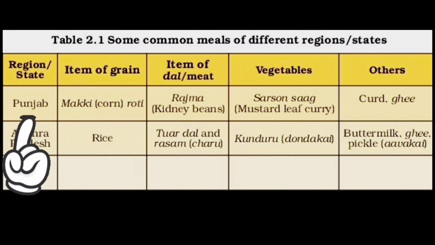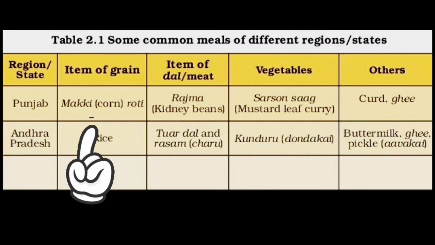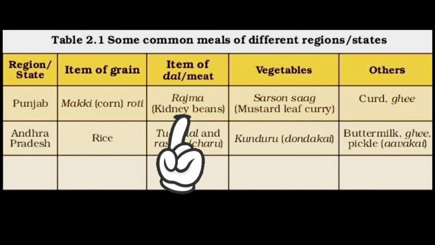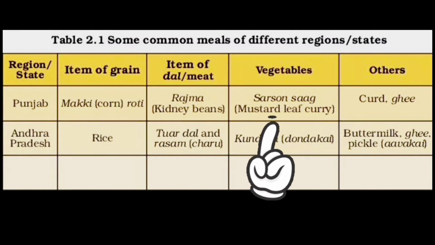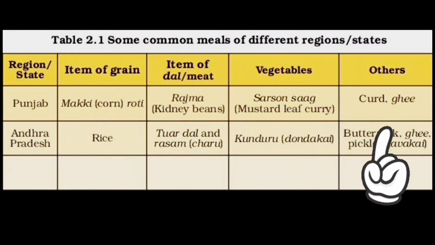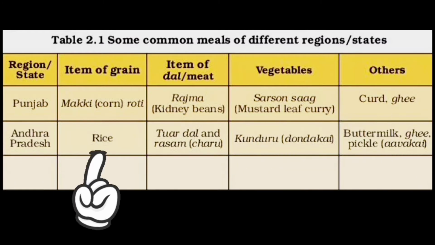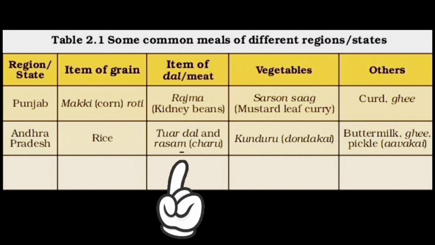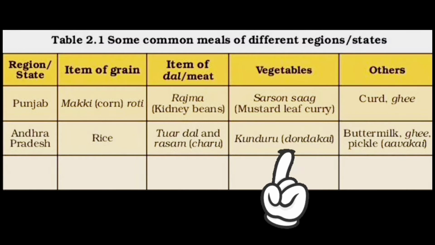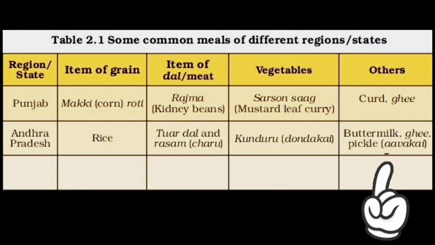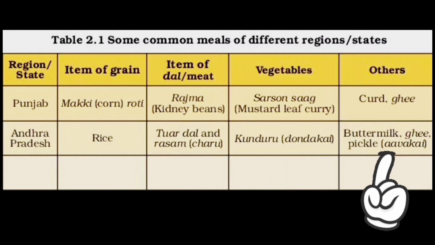Row 1. Punjab. Its item of grain is makki roti, that is corn. Then the item of dal or meat is rajma, that is kidney beans. In vegetables, Punjabis have sarson saag, that is mustard leaf curry, and in others they eat curd and ghee. Row 2, Andhra Pradesh. The item of grain is rice. Then the item of dal or meat is tur dal and rasam, that is charu. And then vegetables, they eat kunduru, that is donkai in their language. And in others, they drink buttermilk, have ghee and pickle, that is avakai.